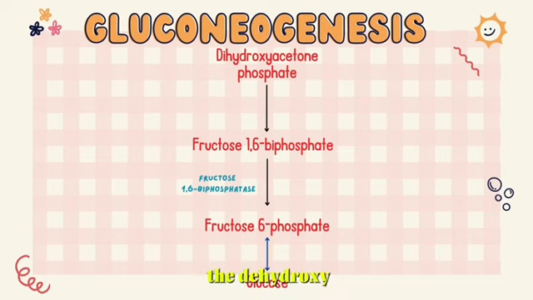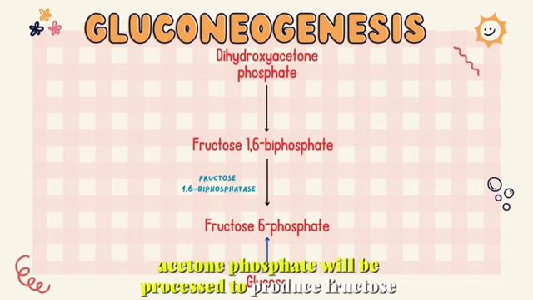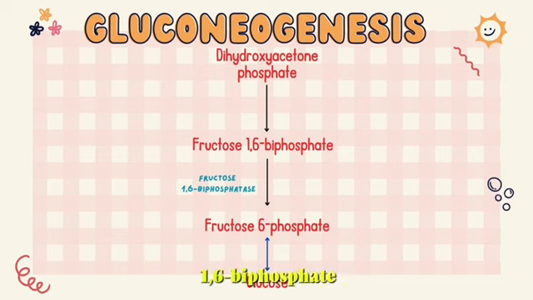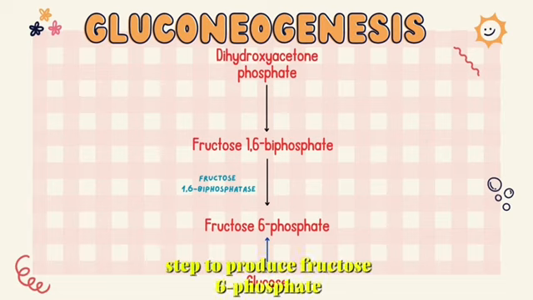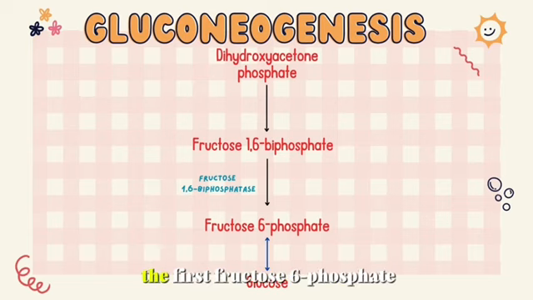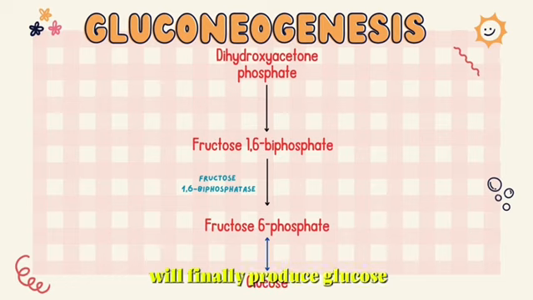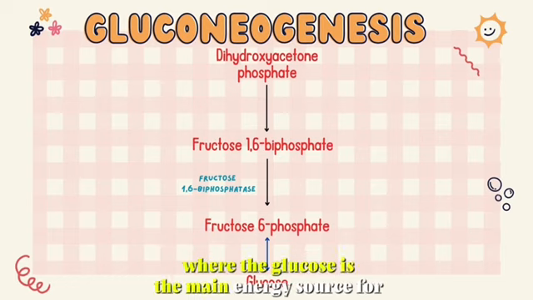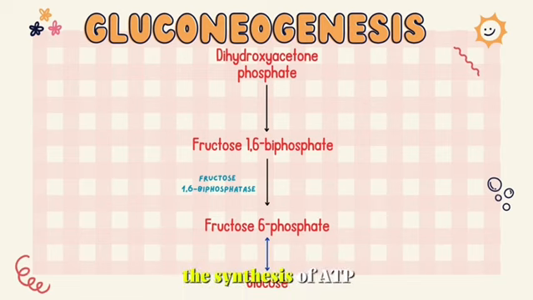The dihydroxyacetone phosphate will be processed to produce fructose 1,6-bisphosphate, and then the fructose 1,6-bisphosphate will undergo a step to produce fructose 6-phosphate with the help of fructose 1,6-bisphosphatase, and then the fructose 6-phosphate will finally produce glucose, where the glucose is the main energy source for the synthesis of ATP.